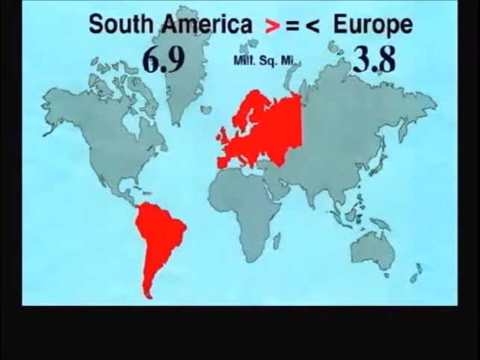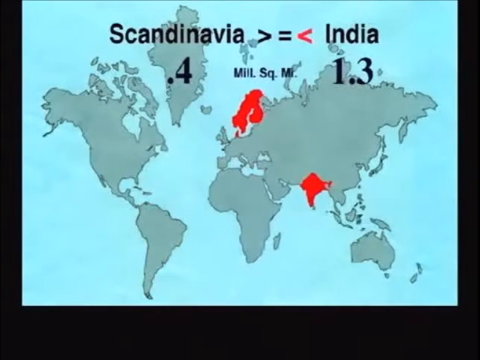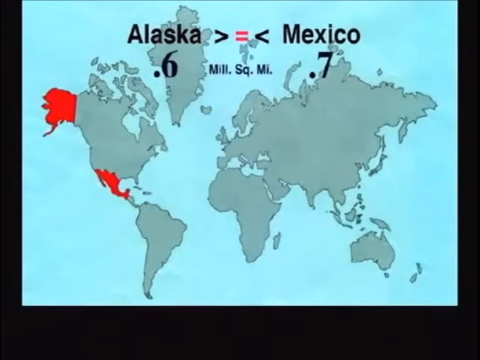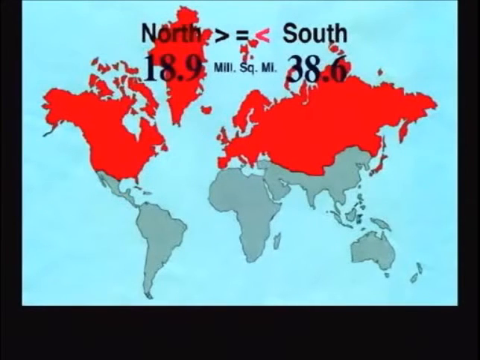Okay, so now let's look at the answers. South America is twice as large as Europe. You got that right? Good. Okay. Let's talk about Scandinavia and India. India is 3 times larger than Scandinavia. Did you get that one right? Oh, okay, maybe the easier ones. Mexico and Alaska, they're about the same size. And lastly, the North and the South. The South is twice as large as the North. Okay, everybody got 100.